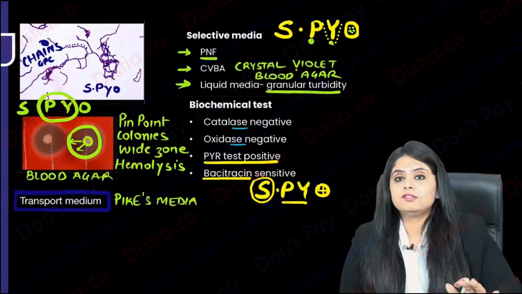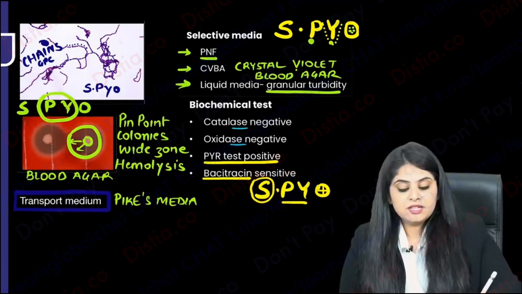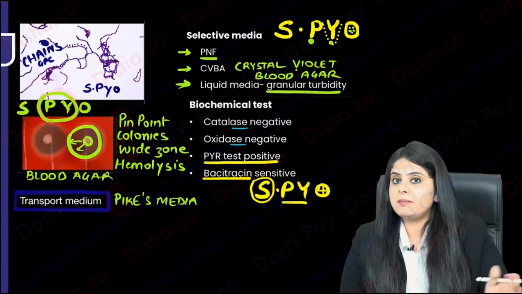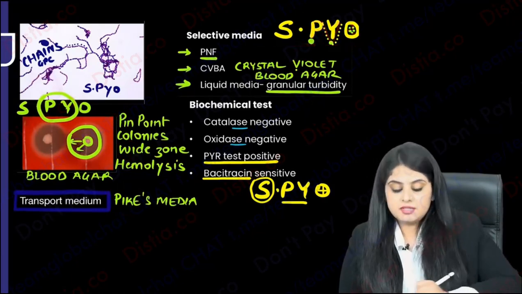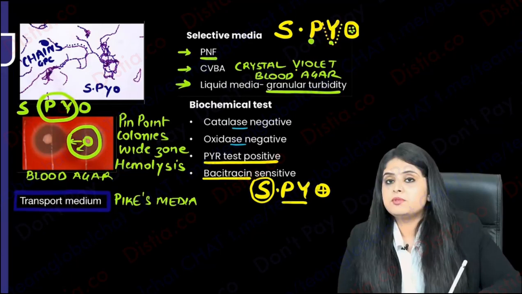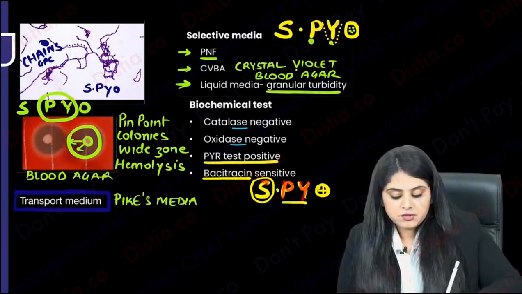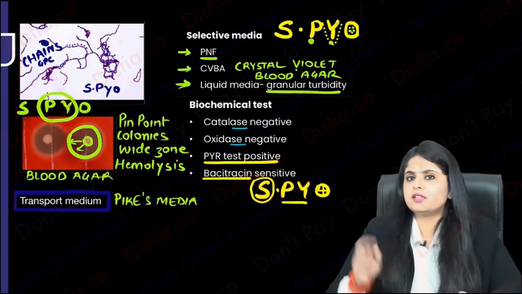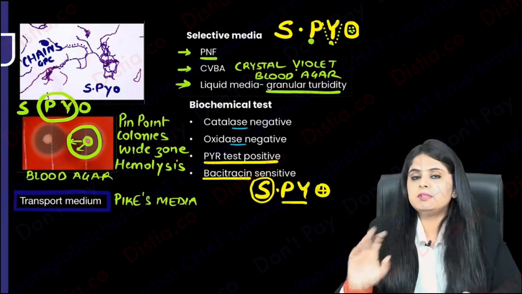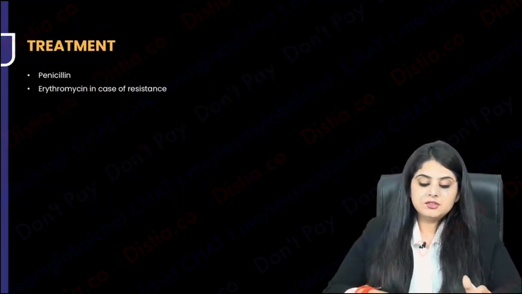So all your mnemonics are on one slide and I'm going to revise it with you. Streptococcus pyogenes, Pike's media, pin point colonies, wide zone of hemolysis, pi, Y. Streptococcus pyogenes, PNF media, crystal violet blood agar, granular turbidity. Selective media done. Streptococcus pyogenes, PYR test positive, bacitracin sensitive. How in one slide you finish Streptococcus? Clinical features you have to read. Remember nipples and pandas? That is done. Let's go on to the treatment.